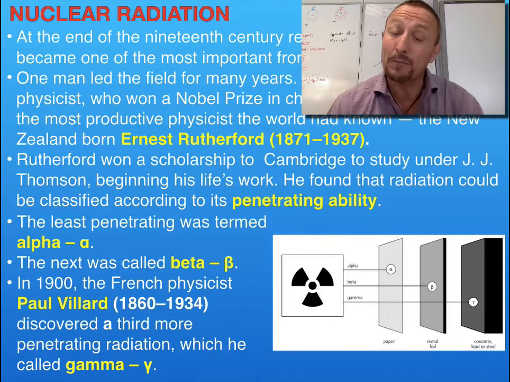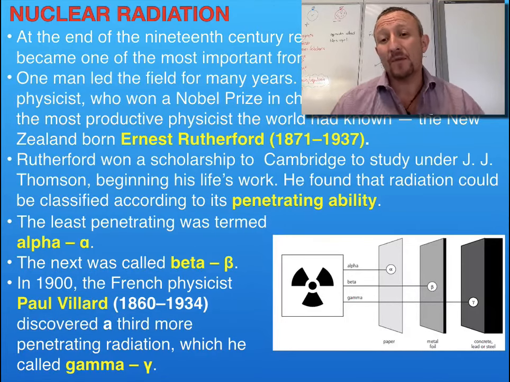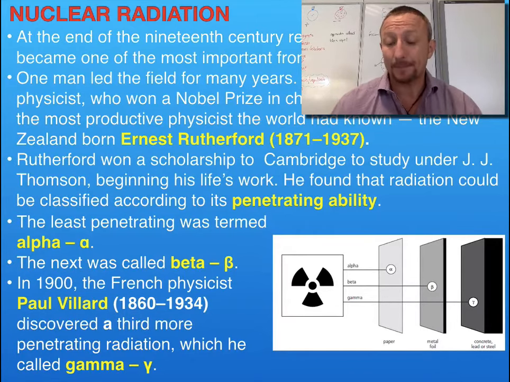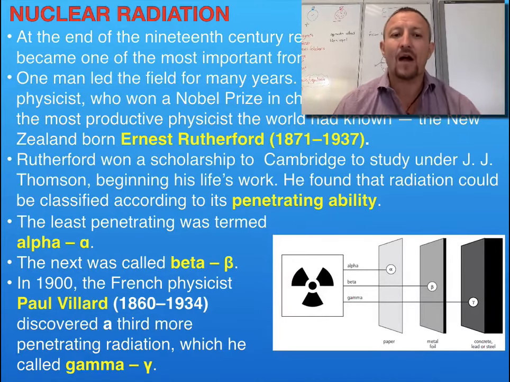And this is probably our big problem: what do we do with that waste once we use it? If we were able to store it quite easily, then nuclear power probably would be used a lot more than it is today. So we've got these three main particles. We've got alpha particles, low penetration, beta particles, a little higher penetration, and gamma particles, which have very high penetration.